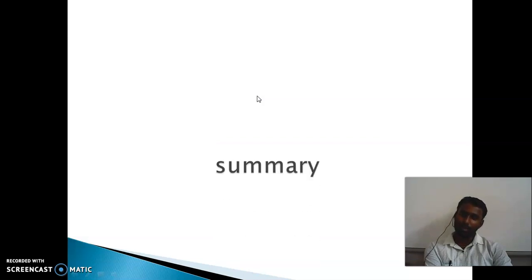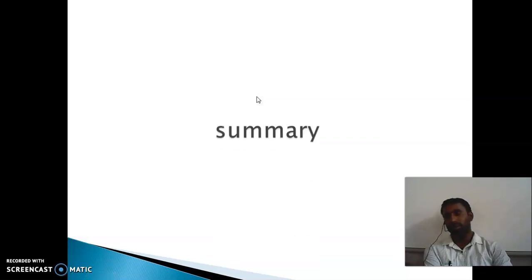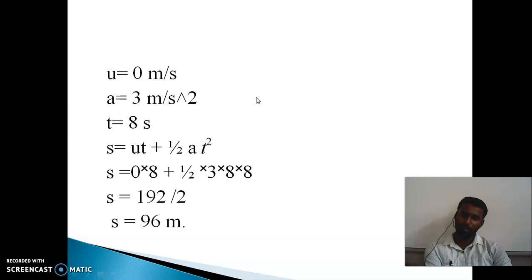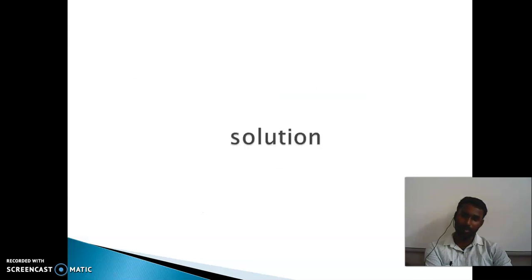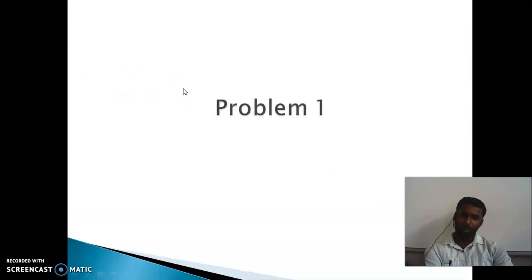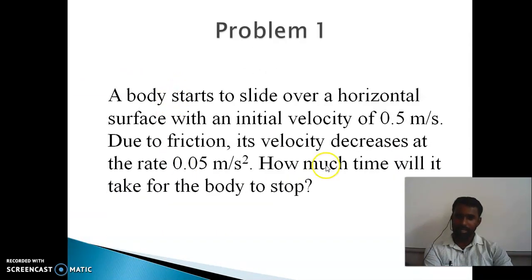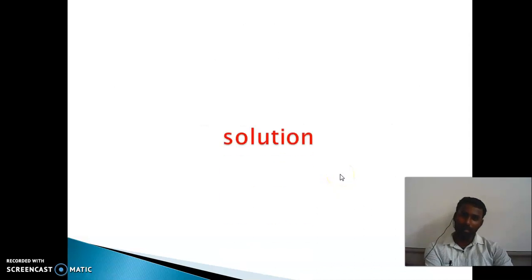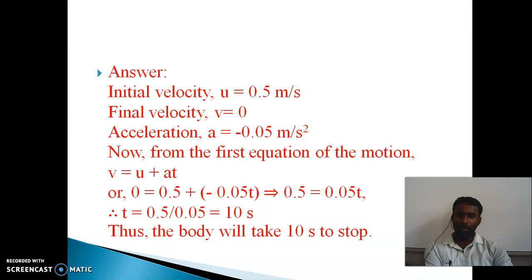Okay, so I will summarize what I taught today. What are the problems we have seen from the first slide onwards? I will explain once again. The first one, problem number 1, what they asked: how much time. So what is the formula from the given? Initial velocity, final velocity, acceleration, substitute the values, v equal to u plus at, find the time value, so we will get 10 seconds.